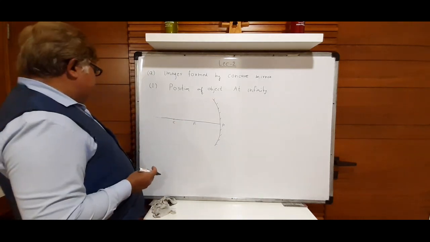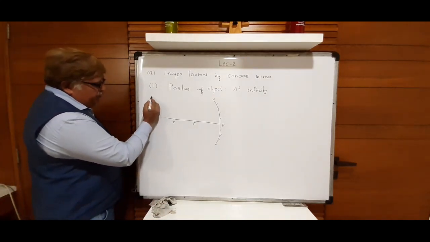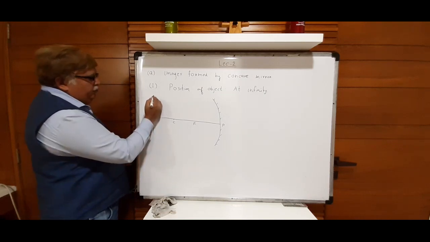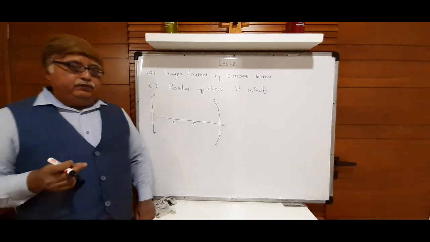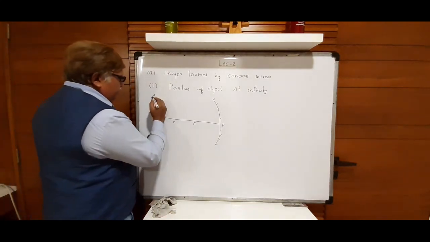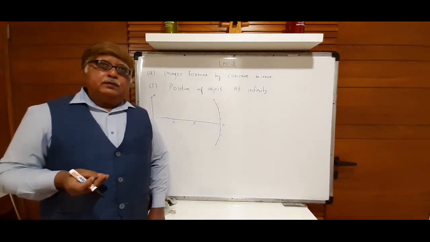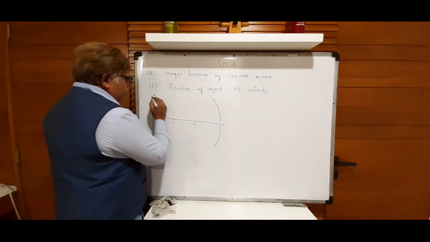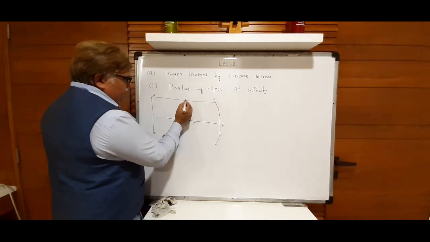Now object is placed at infinite distance. Suppose the object is here at some infinite distance. AB is the object, situated in front of the mirror at some infinite distance. How the image is formed? As you know, we can utilize any two rays for the construction of this ray diagram. First ray, parallel to principal axis. This is first ray.